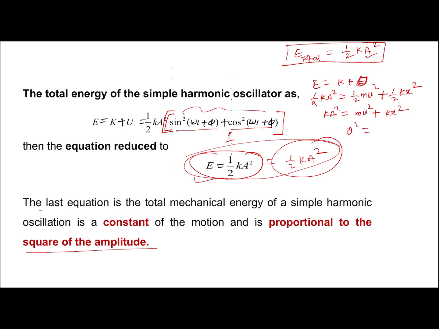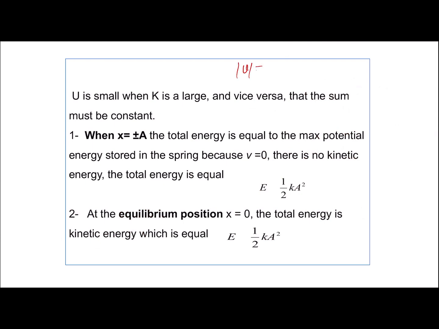So how much is v square? m v square is equal to k a square minus k x square. So v square is equal to k over m times a square minus x square. So the magnitude of velocity is the square root of k over m times a square minus x square. So the velocity of the particle exhibiting simple harmonic motion, for the mass spring system or harmonic oscillator, is given by this.